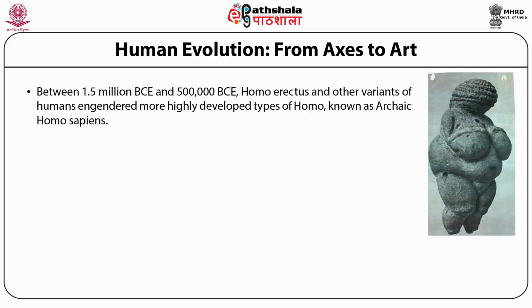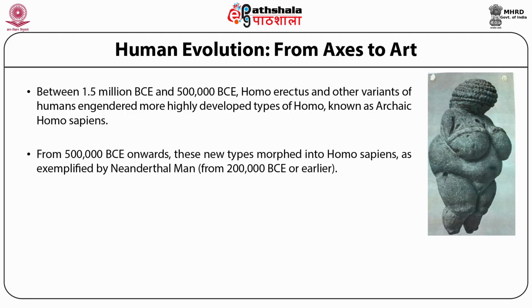It was a group of artists from one of these archaic Homo sapiens species who created the Bhimbetka petroglyphs and cupules in the Auditorium caves situated at Bhimbetka in India and at Daraki-Chattan. These cupules are the oldest art on earth. From 500,000 BCE onward, these new types morphed into Homo sapiens, exemplified by Neanderthal man.